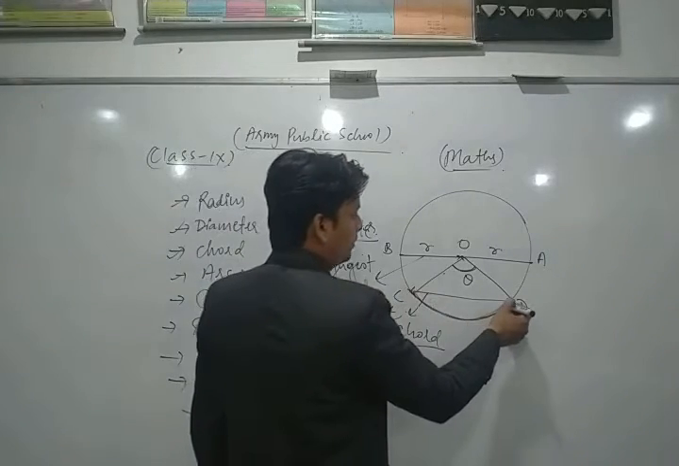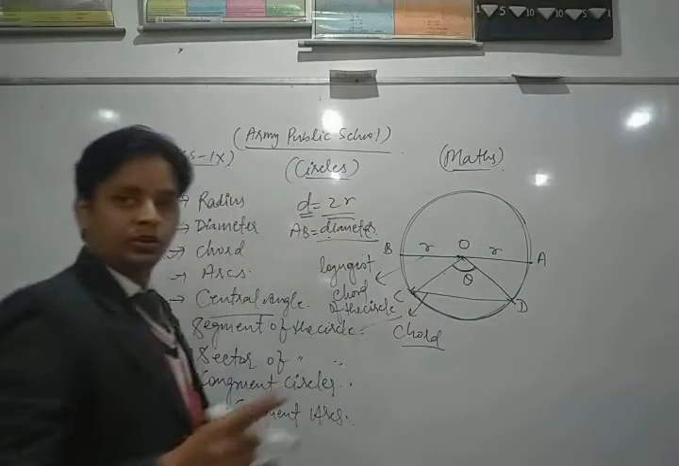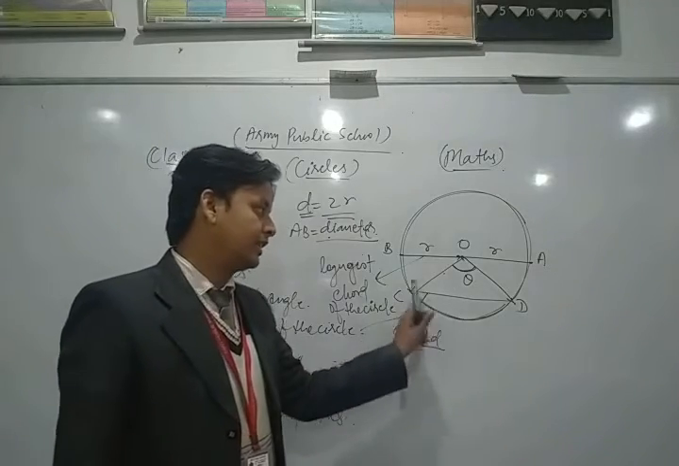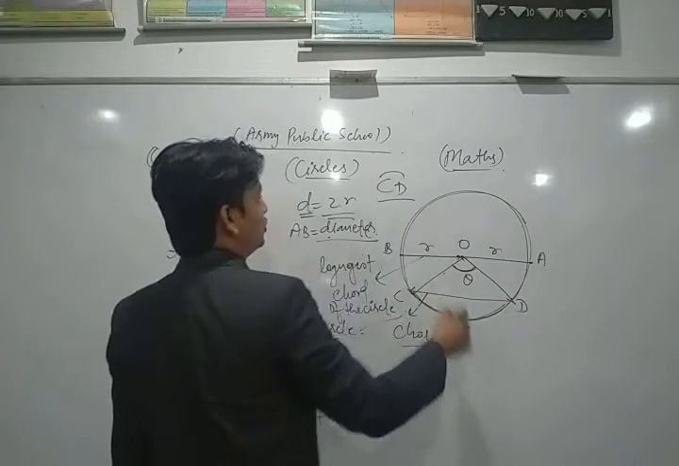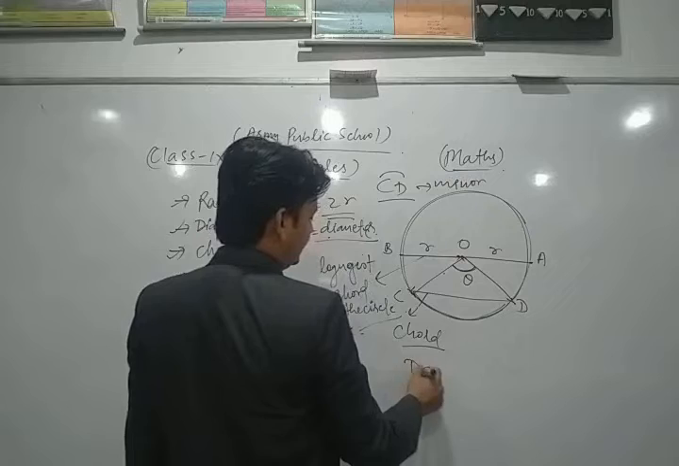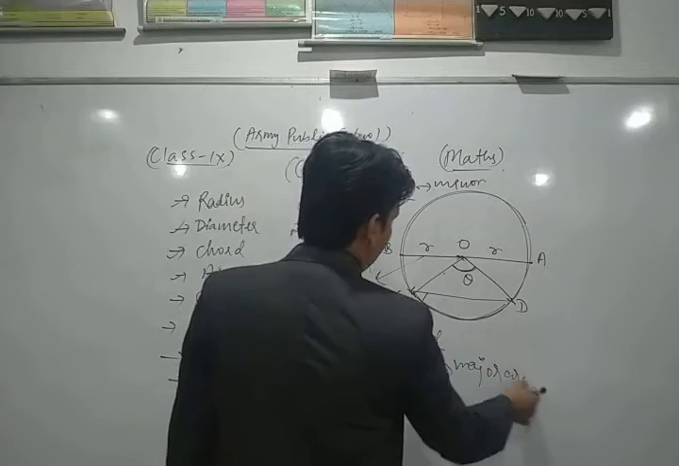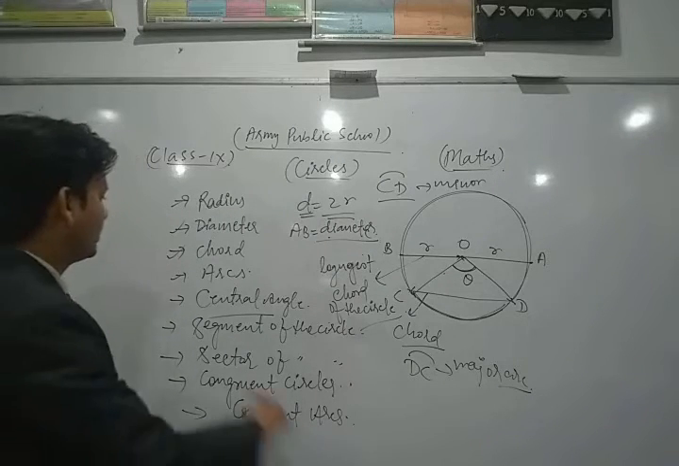So CD is your minor arc and DC is your major arc. Minor means small, major means large. So CD is your minor arc, and an arc is represented in this way. DC is your major arc of the circle. Okay, dear friends, this is the important concept related to arc.